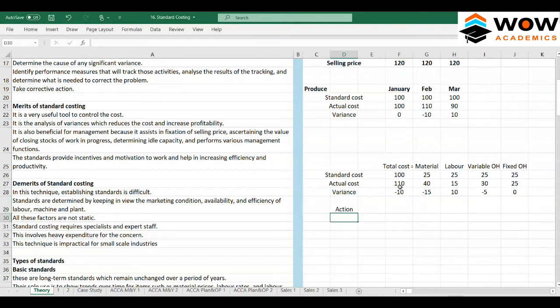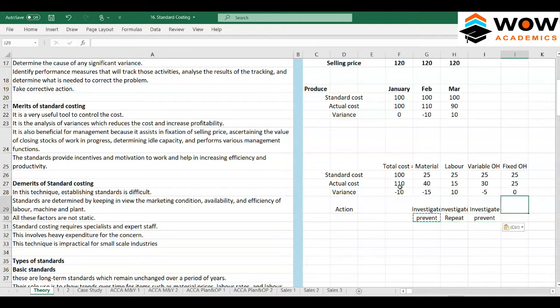Actions such as, here they have to investigate why the cost has gone up. And in labor they have to investigate and repeat the success, because they have got a favorable variance, they have to repeat it so that next month the same thing repeats. Variable overheads, they have to investigate and prevent. Next month it should not occur. So it's all about investigation, whether it is preventing or repeating.